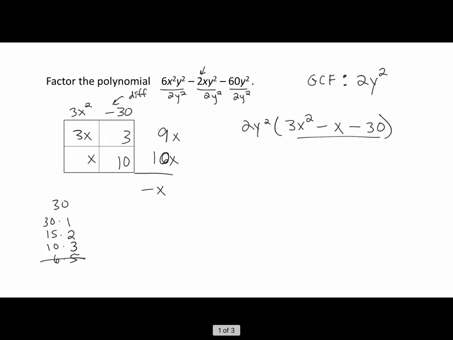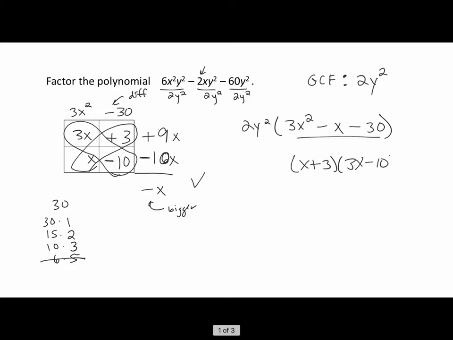So if the product is negative, we have different signs, and the bigger number is going to be negative because the sum is negative. So a negative 10 and a positive 9. That works. So let me put those signs in and take those cross terms for my factors of x plus 3 and 3x minus 10. Just don't forget your GCF out front to complete your factored form.